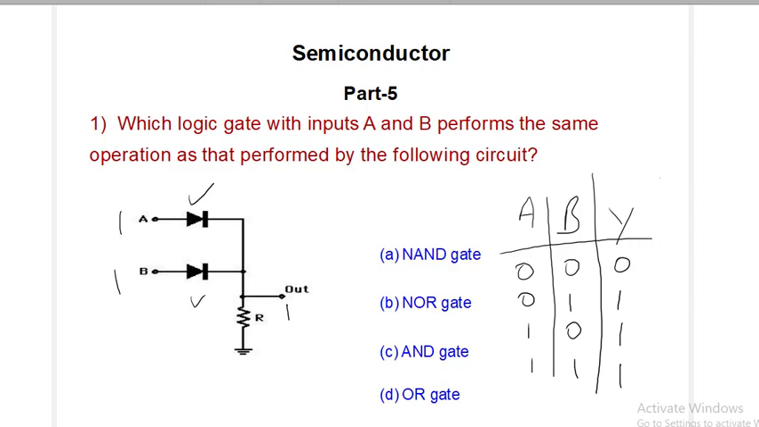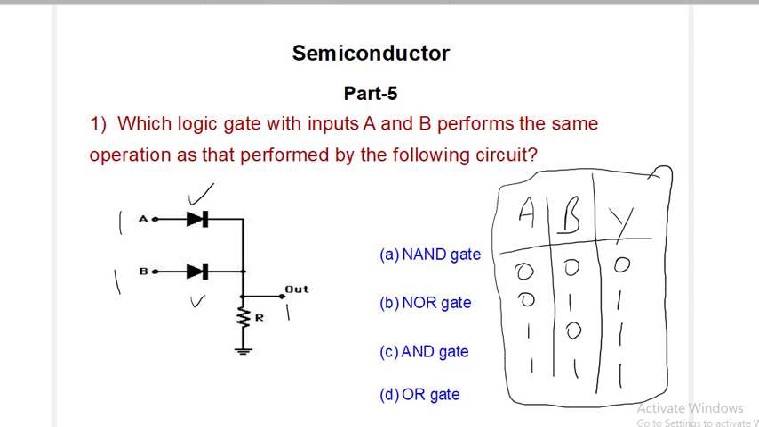Here in this case you can see this truth table represents the working of an OR gate, because for an OR gate 0 0 is 0 and the rest are all 1. So this is the actual answer for our case.